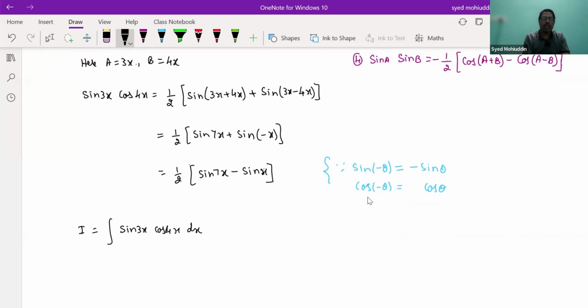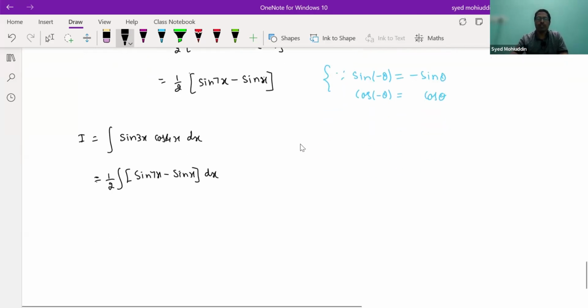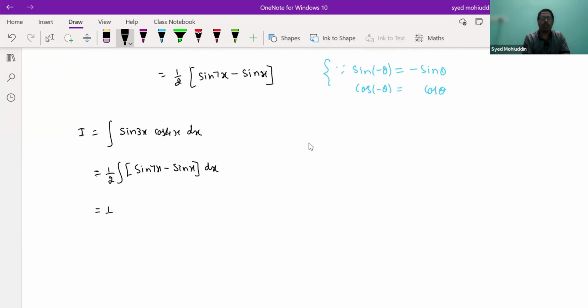We have obtained the value of sine 3x into cos 4x, simplified as half times of, however, half I'll write outside, then we have integral of sine of 7x minus sine of x times dx. Now, since there are two terms, we need to apply the integral separately for each of the terms. So when you apply, you will be getting integral of sine of 7x multiplied by dx, then again minus integral of sine of x into dx.